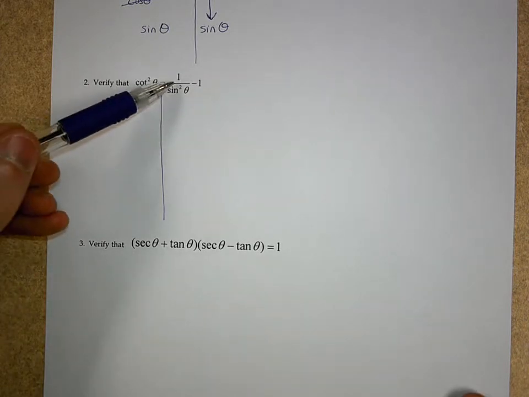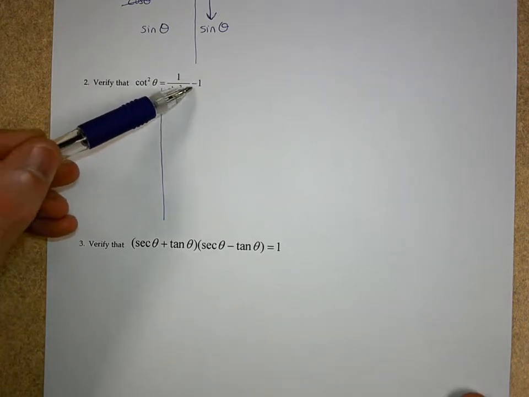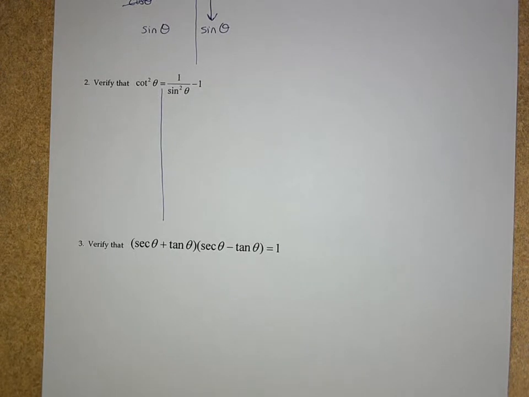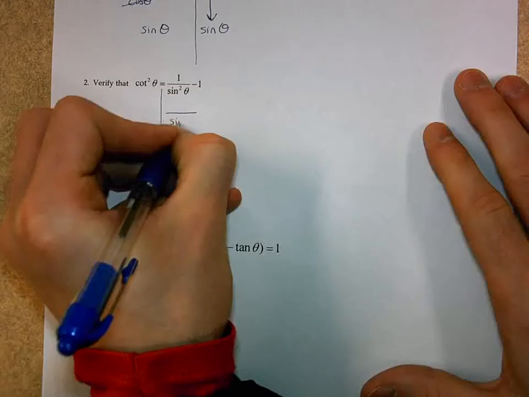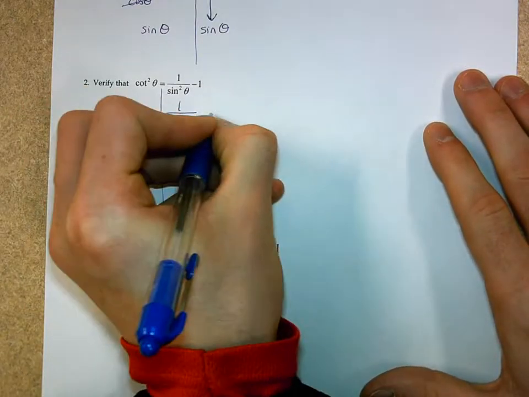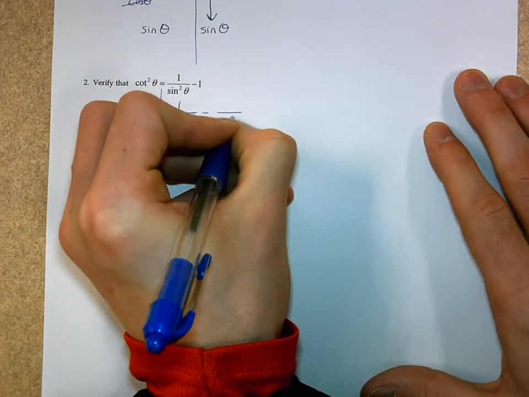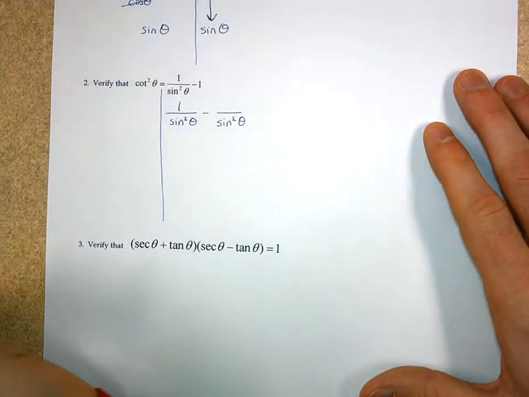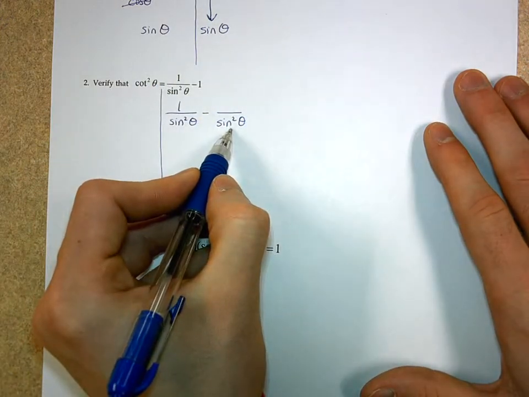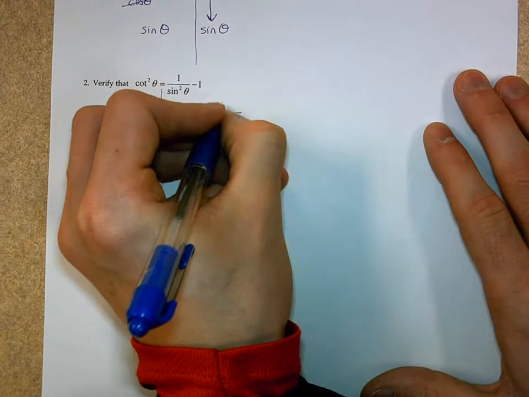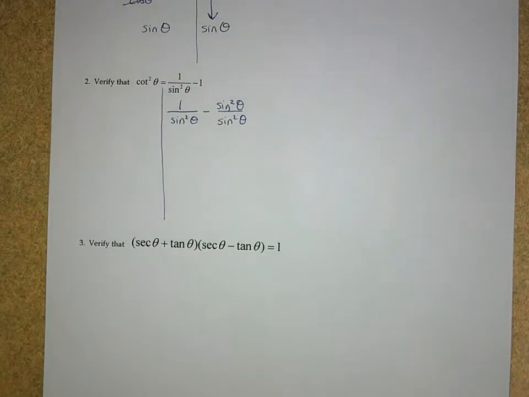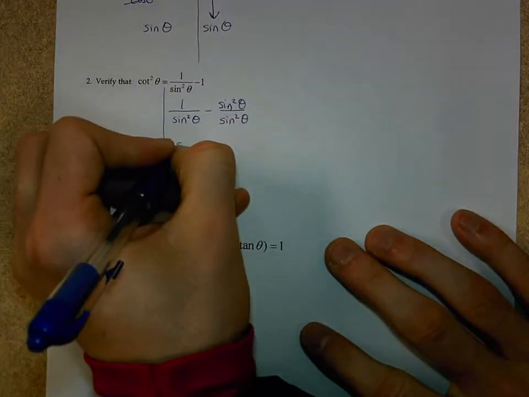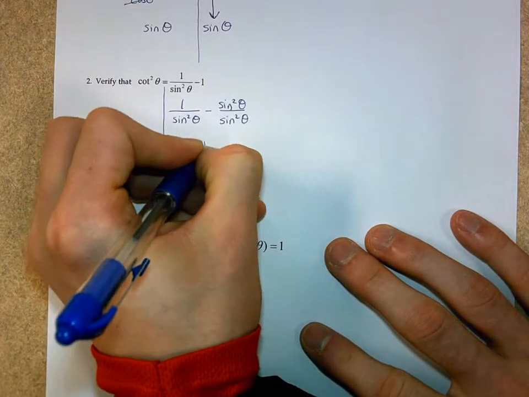Looking right here, 1 over sine squared of theta minus 1, I've got two different quantities there. So let's start by finding a common denominator. My common denominator is going to be sine squared of theta. Since I multiply by a sine squared of theta in the denominator over here, I've got to multiply by sine squared of theta in the numerator. And then I can combine into a single fraction.